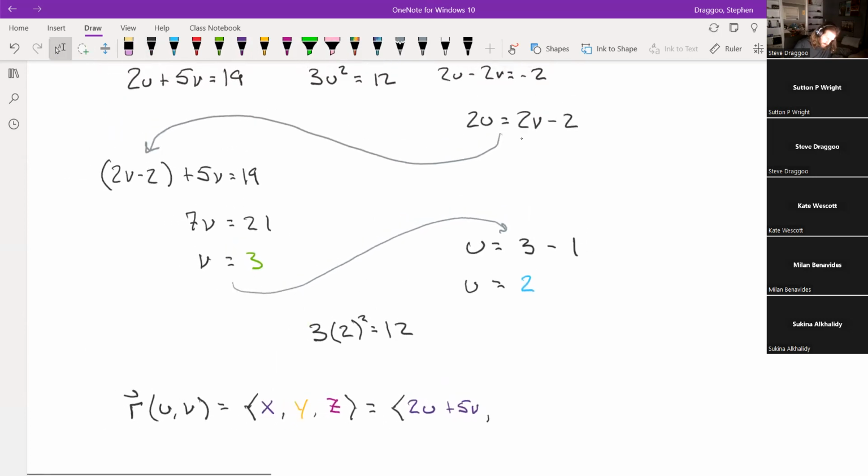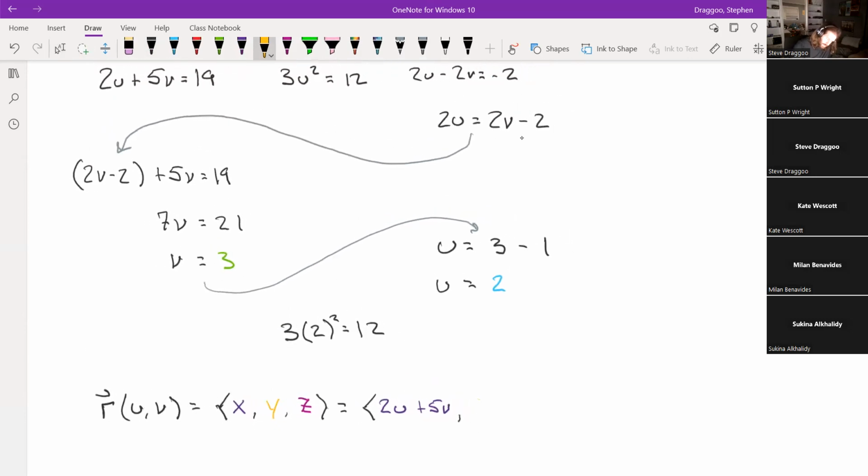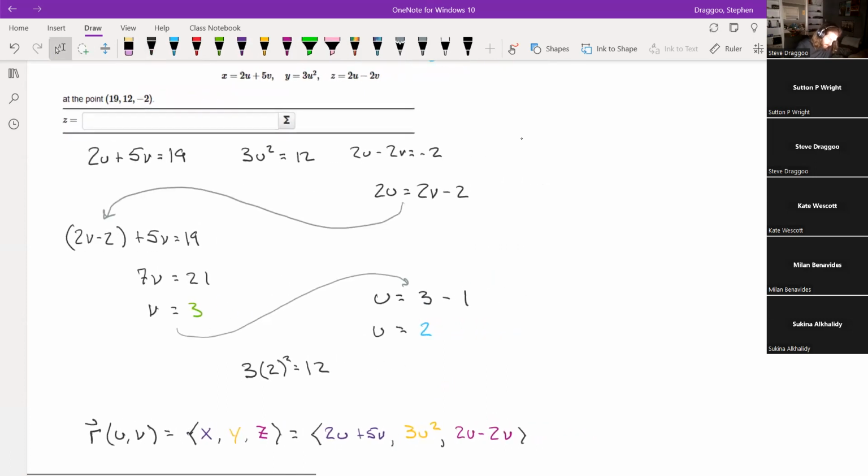Scroll up just a little bit so I can see what they are. Y was 3u squared. And z was 2u minus 2v. Trying to be a little careful with my u's and v's so they don't look like each other. But yeah, if I bring that back up here, I had my x, I had my y, I had my z. And I'm just substituting those into my r equation.